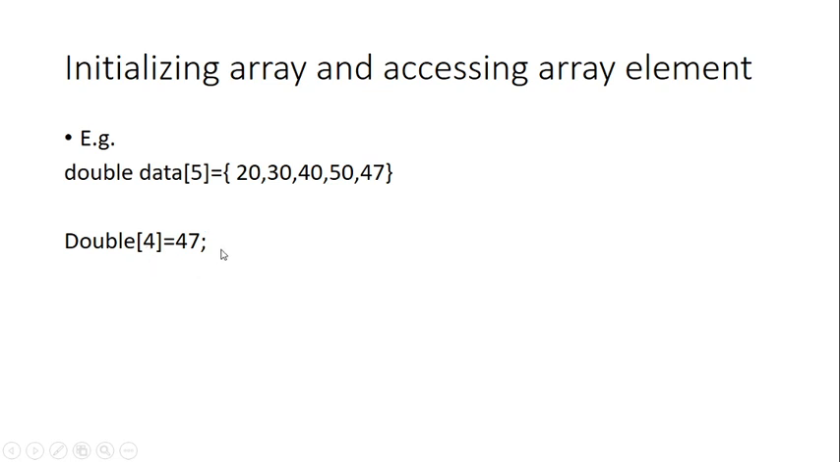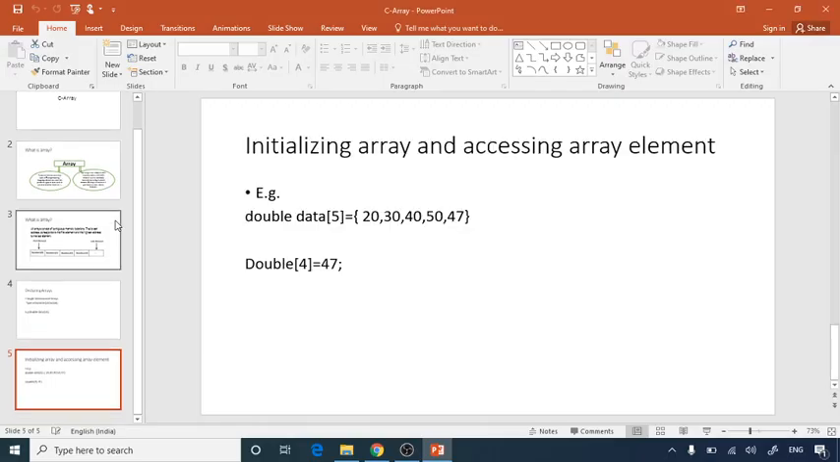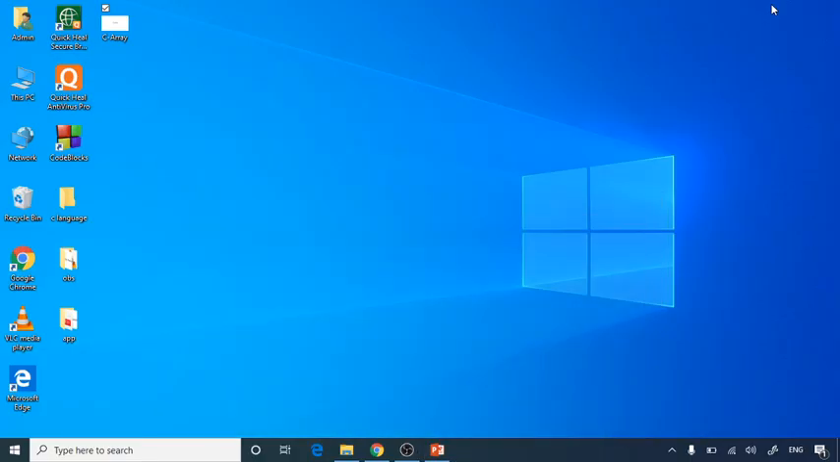All arrays have 0 as the index of their first element, which is called the base index, and the last index of any array will be the total size minus 1. So the last number will be the total size of the array minus 1. That's why it is showing data[4] is 47. That means this is 0, this is 1, this is 2, 3 and this is the fourth element which is the last element. Now in this video we will understand how to initialize the array.